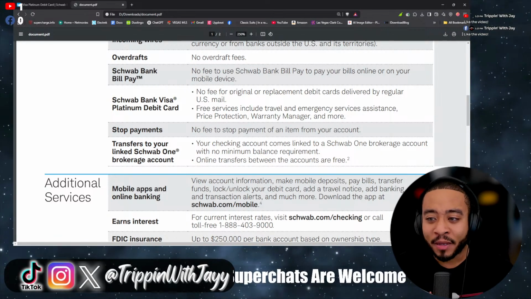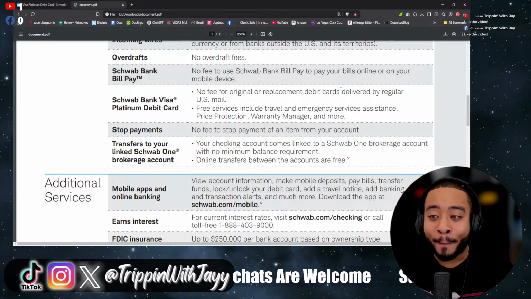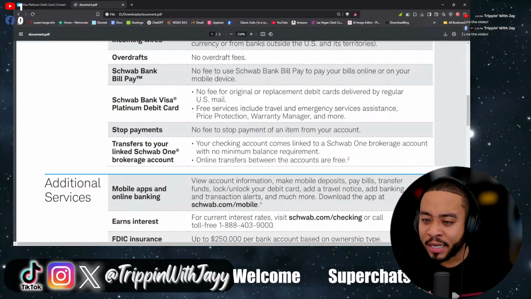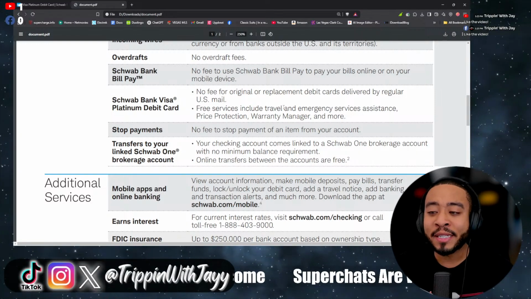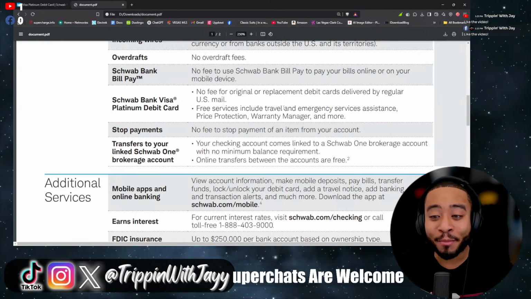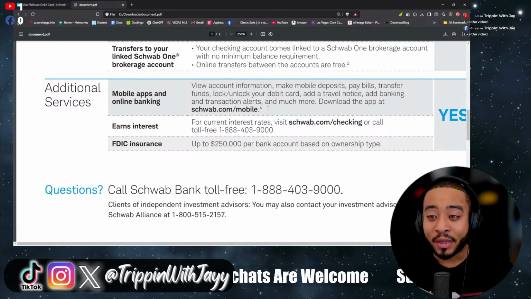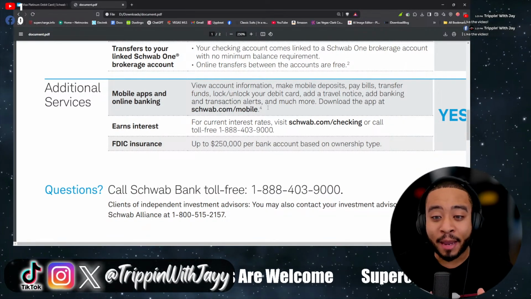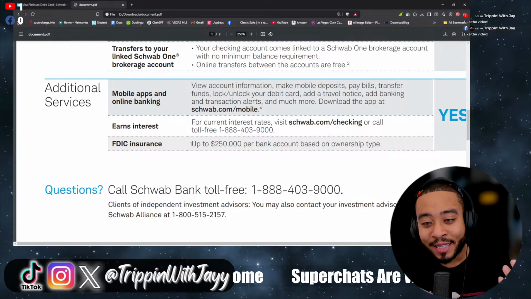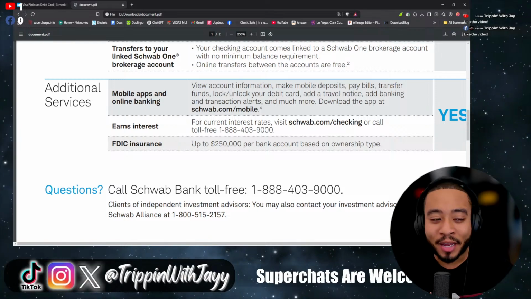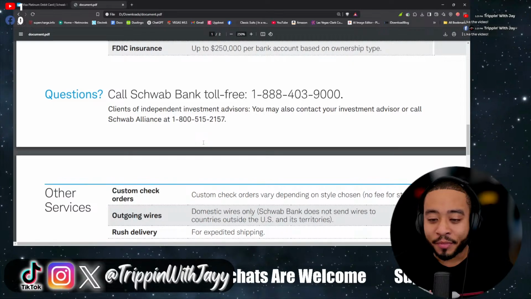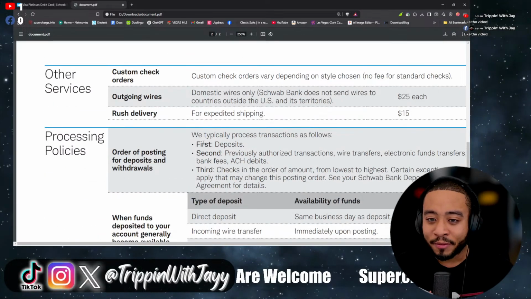No fee for original or replacement debit cards delivered by regular US mail. Free services include travel and emergency services assistance, price protection, warranty manager, and more. Bro, this card is a game changer. And for you rich folks out there, this is FDIC insured up to $250,000 US dollars. Okay, so I think that's all the important stuff here.